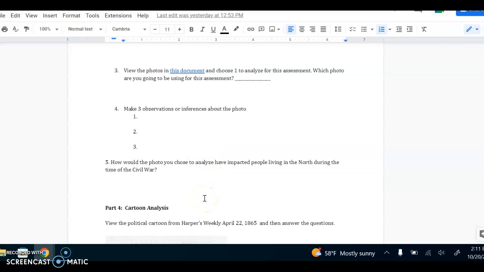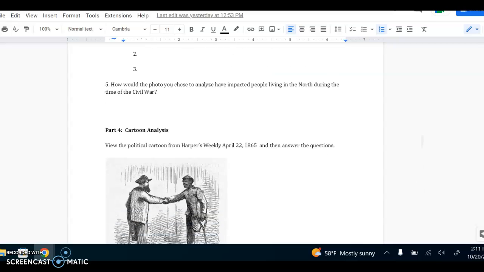Number 4, make 3 observations or inferences about the photo. And then number 5, how would the photo you chose to analyze have impacted people living in the North during the time of the Civil War? Again, feel free to pause me. I'm going to move on to part 4.